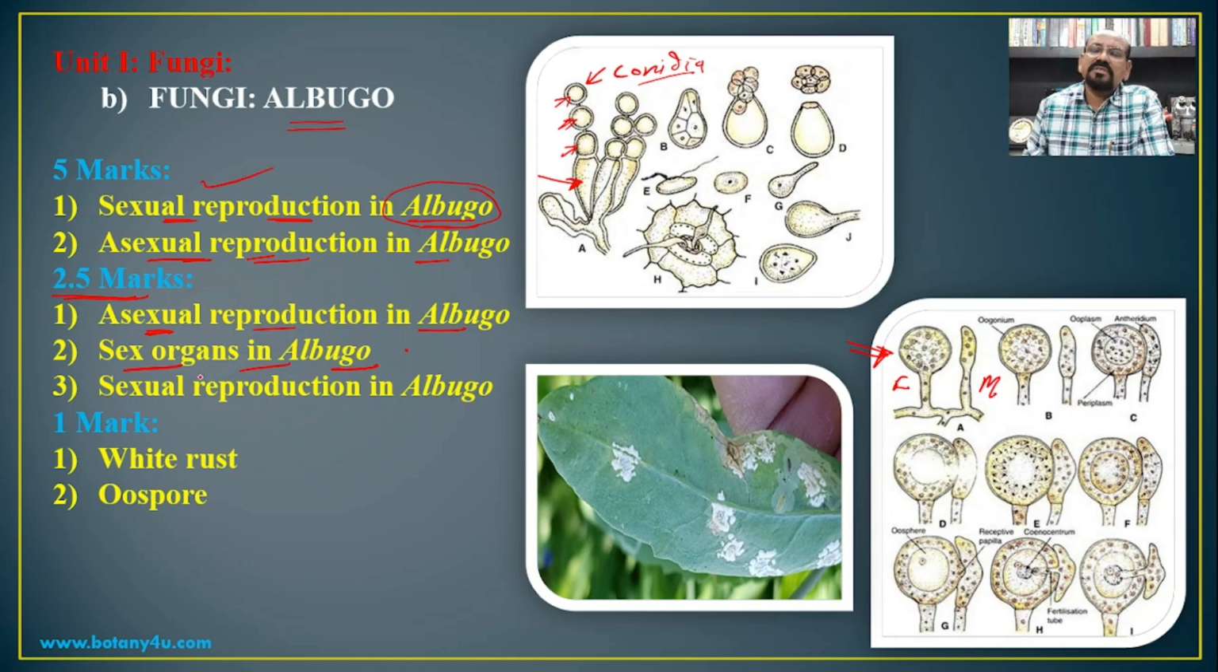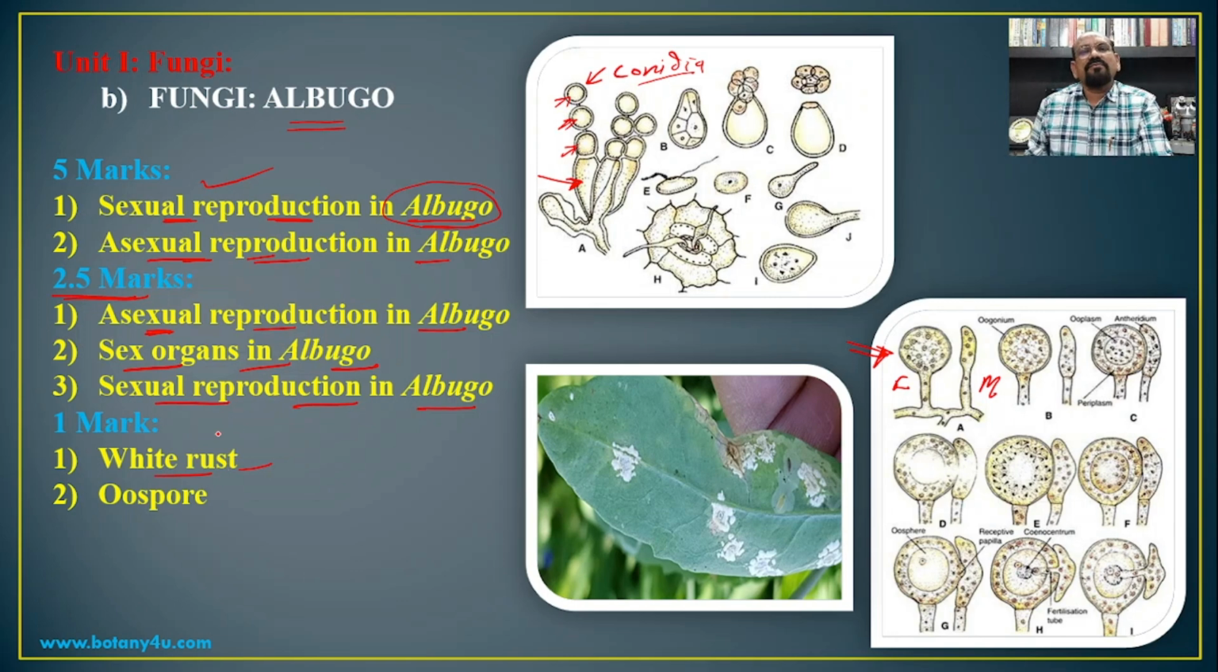So that becomes now the sex organs in Albugo. Then again, sexual reproduction in Albugo: we have to describe the structure of the male and the female reproductive organ, along with the fertilization and the formation of the meiospores. Then one more question on Albugo will be the white rust.